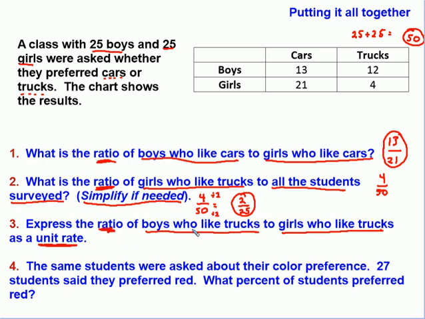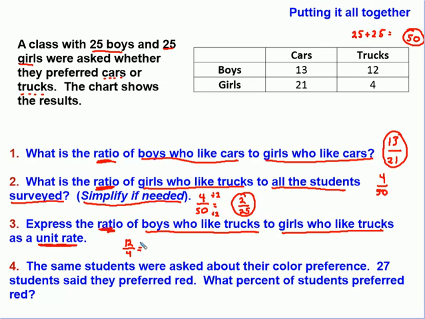So let's first find out our ratio of boys who like trucks to girls who like trucks. 12 boys preferred trucks, and 4 girls preferred trucks. That's our ratio of boys to girls who like trucks. Now we want to express this as a unit rate. That means we want one of these to be a 1, either a 1 in the numerator or a 1 in the denominator. How do we do that?